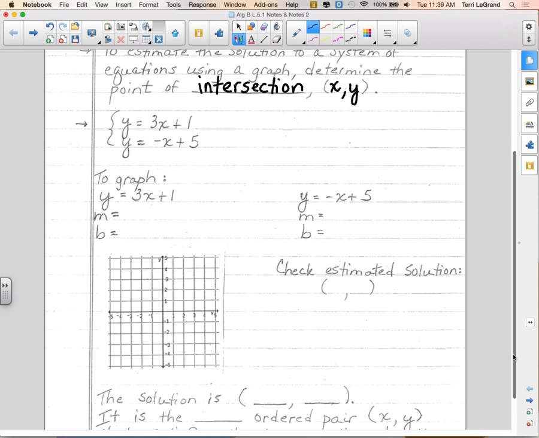So let's graph the first one, y equals 3x plus 1. What's our m value? What's our slope? 3. The 1 is our slope? Y equals mx plus b. Oh, 3. Yeah. 3 is our slope in this one. Now, do you remember when we use the slope of 3, what are the two different ways we can go about that?